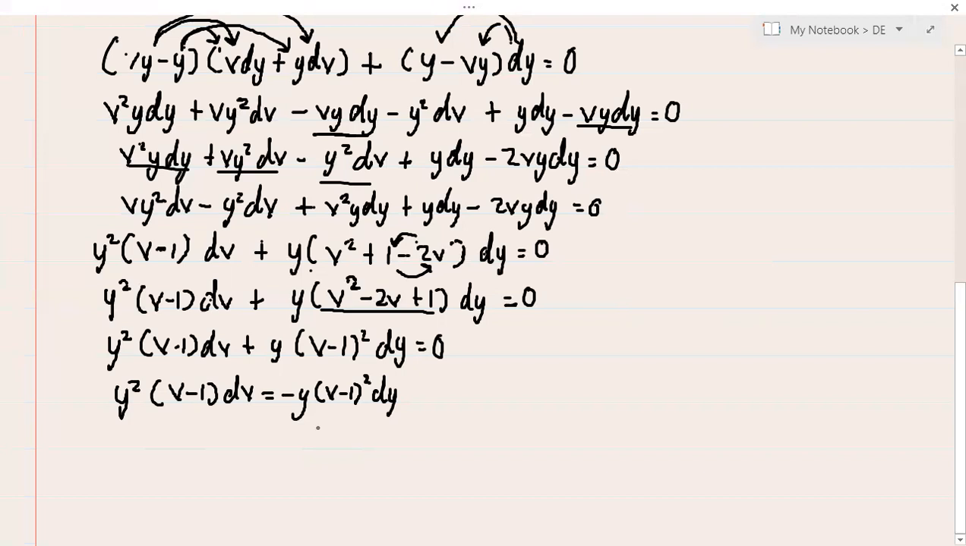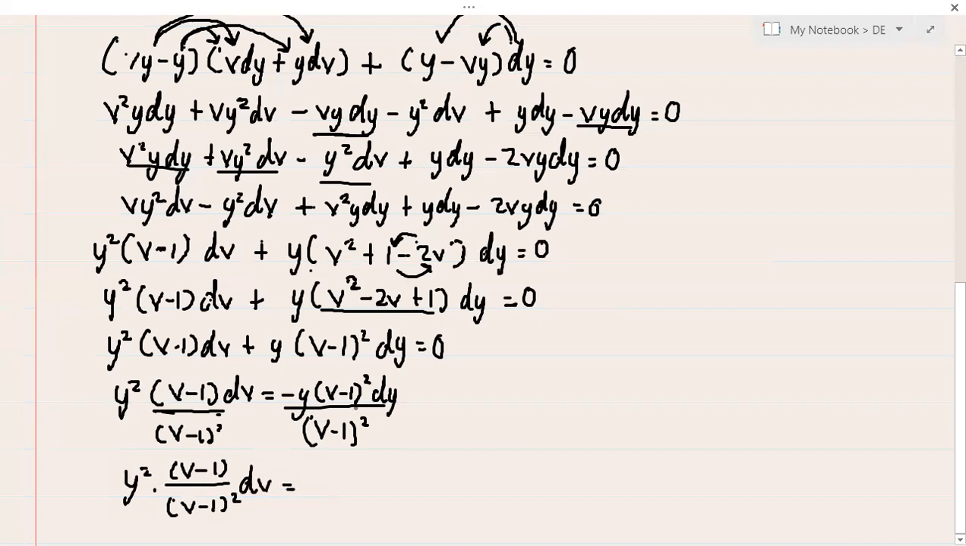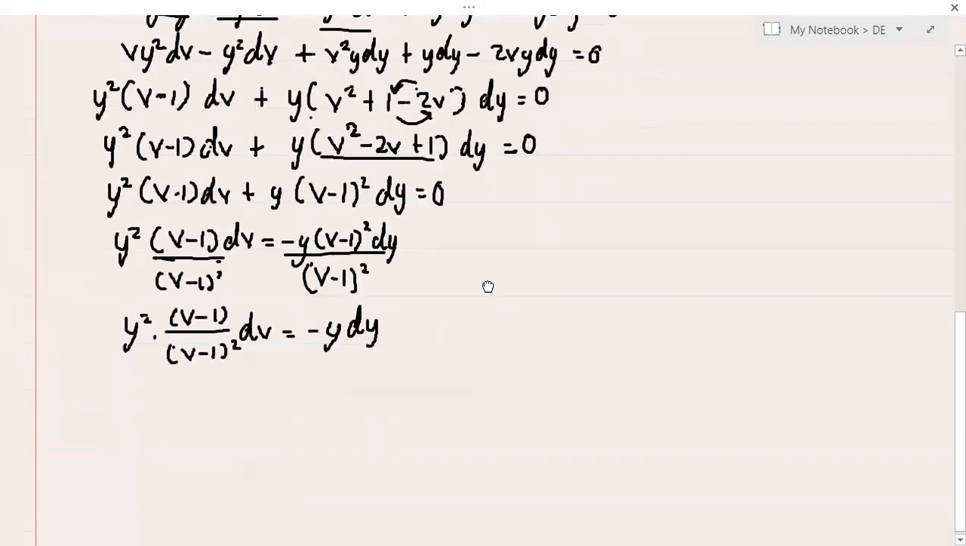How do I combine the v's with dv? First, I can divide both sides by the square of v minus 1. Okay? I combine them with dv. So, what will happen here? I will have y squared times v minus 1 all over the square of v minus 1. Okay, on the right side, that is gone. So what happens there, I have negative y times dy.